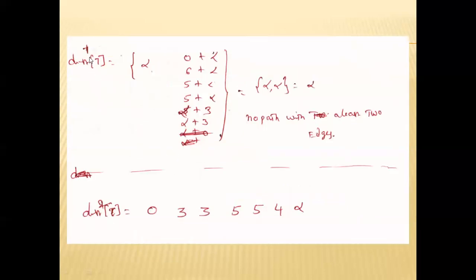Next, distance power 1, distance power 2, not 1. We are not writing 1, so here 2, not 1. Distance power 1 to 7 is infinity, because we are finding the shortest path. But there is no path existing from 1 to 7 by using a single edge or two edges.